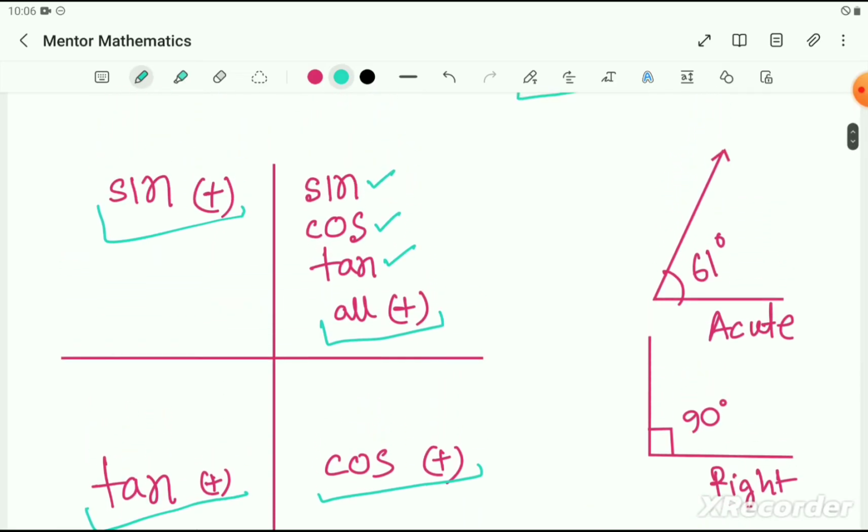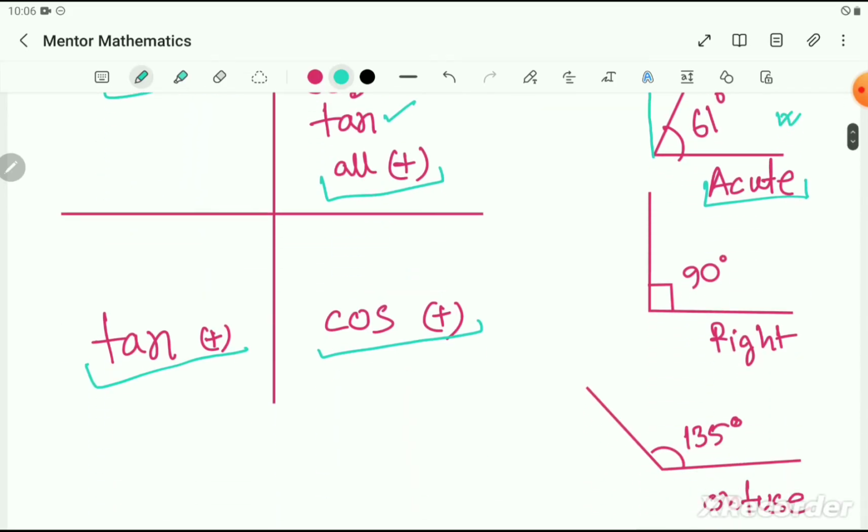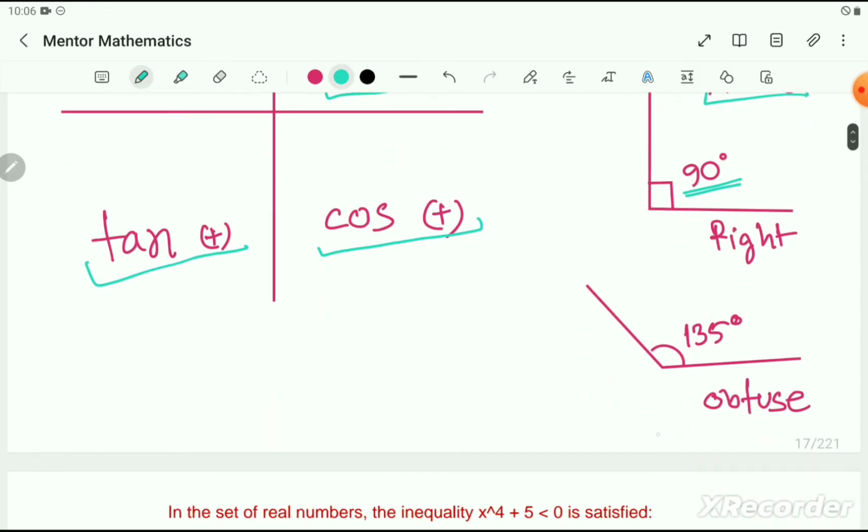So this is the angle, an acute angle. So what is an acute angle? An angle which is less than 90 degrees. This angle is less than 90 degrees, so this is called an acute angle. And what is a right angle? If the angle makes 90 degrees, then it's called a right angle. And what is an obtuse angle? When it's greater than 90 degrees.